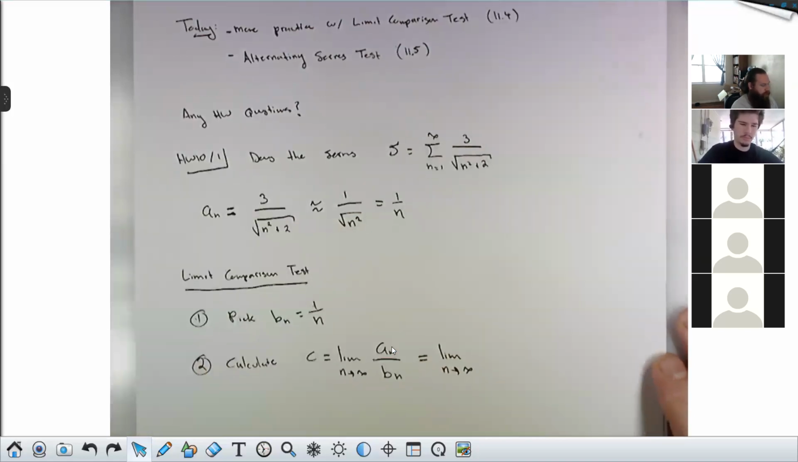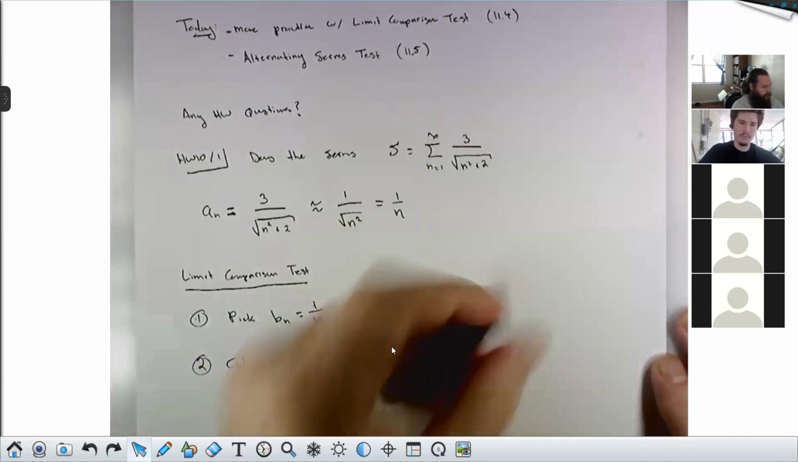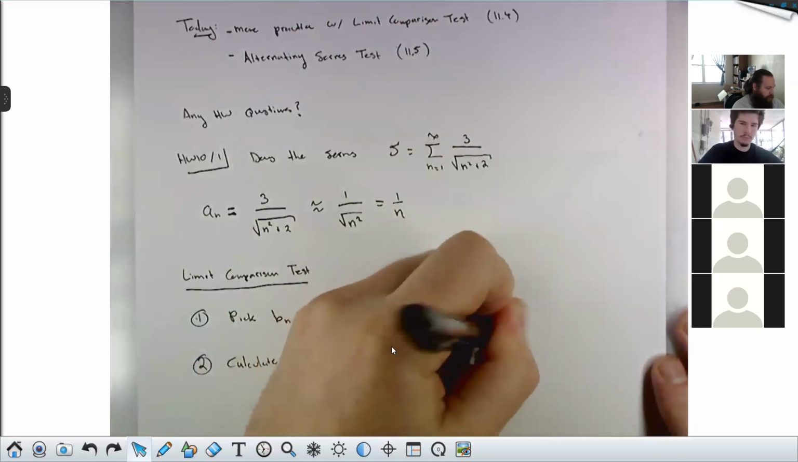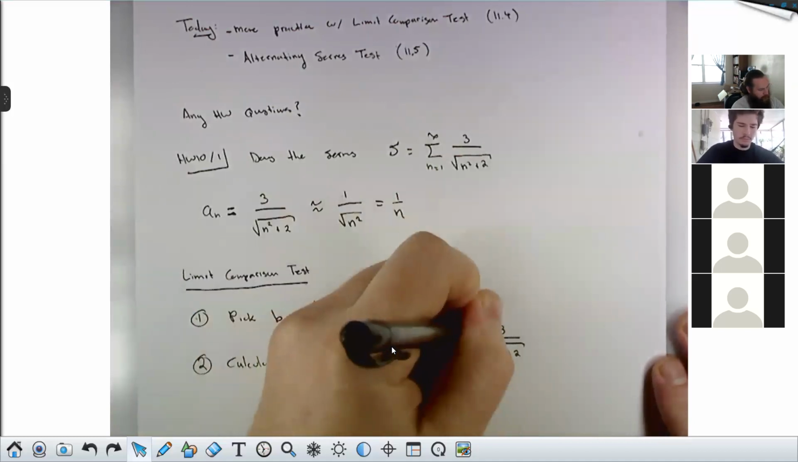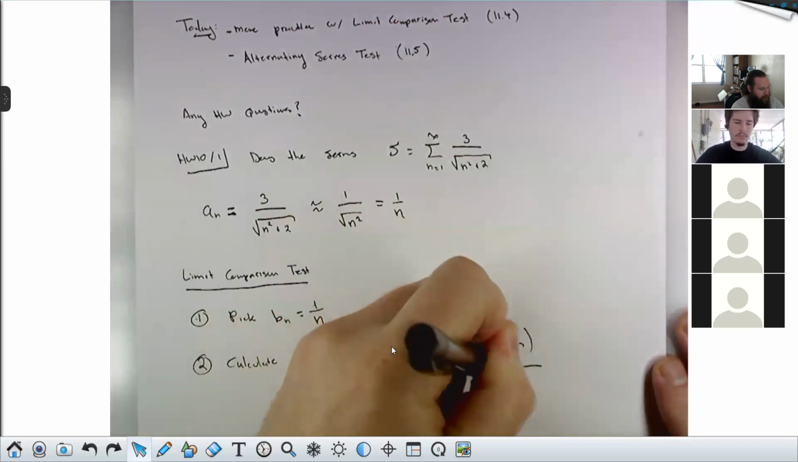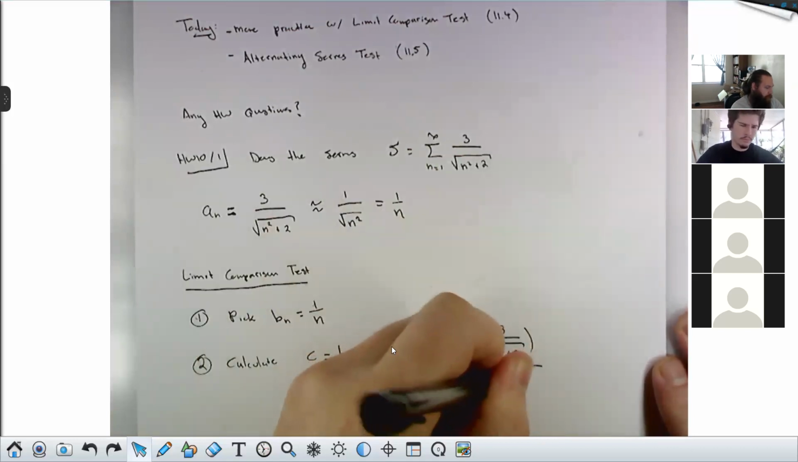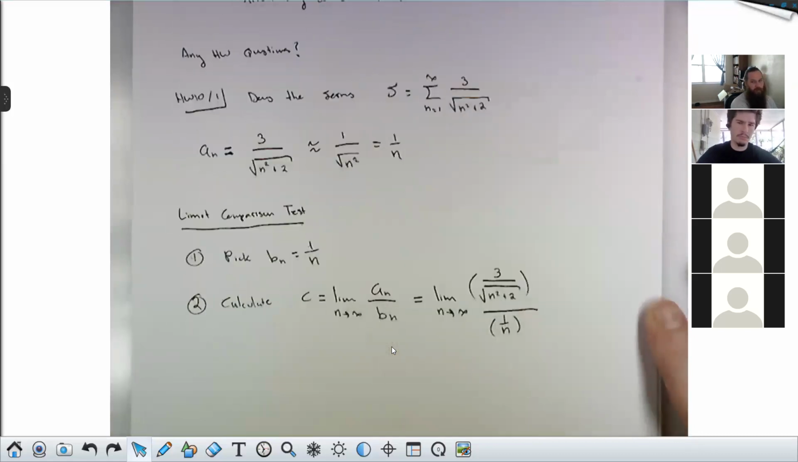And now we're going to actually plug these things in and crunch the limit. So my an is 3 over the square root of n squared plus 2. And I'll put that in parens. And then downstairs I have my bn, which is 1 over n. I'll put that in parens also, just healthy notation. Because you've got fractions within fractions here, it's always nice to say what's the big top, what's the big bottom.